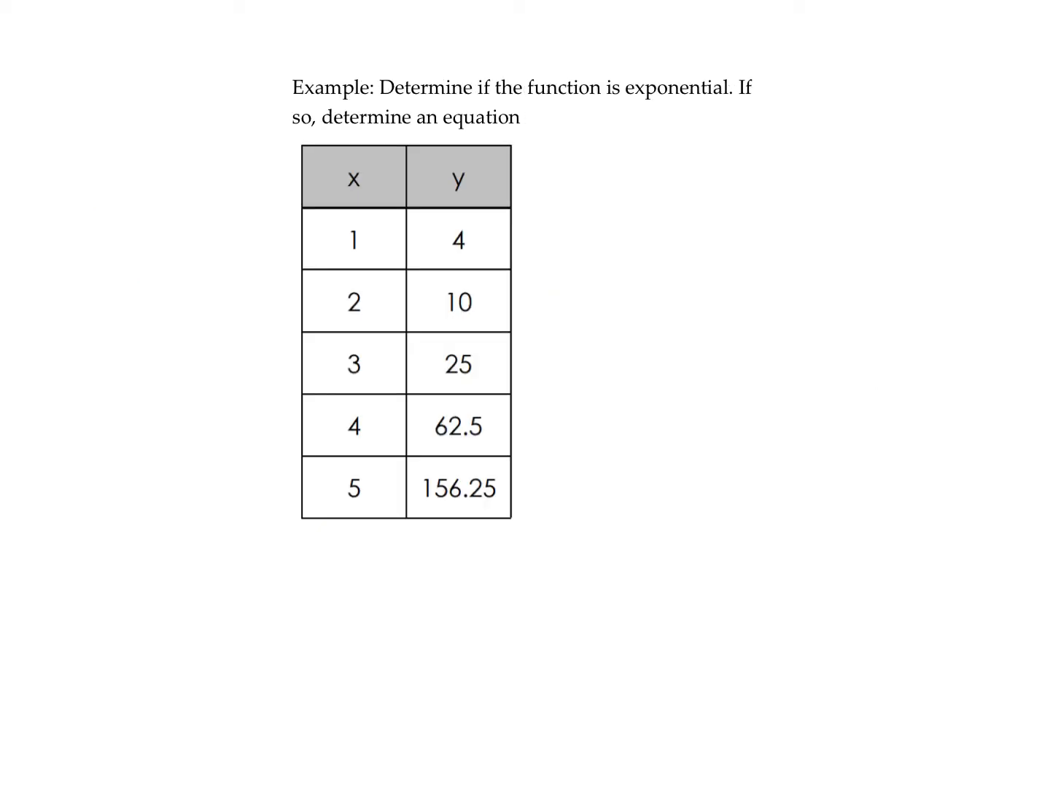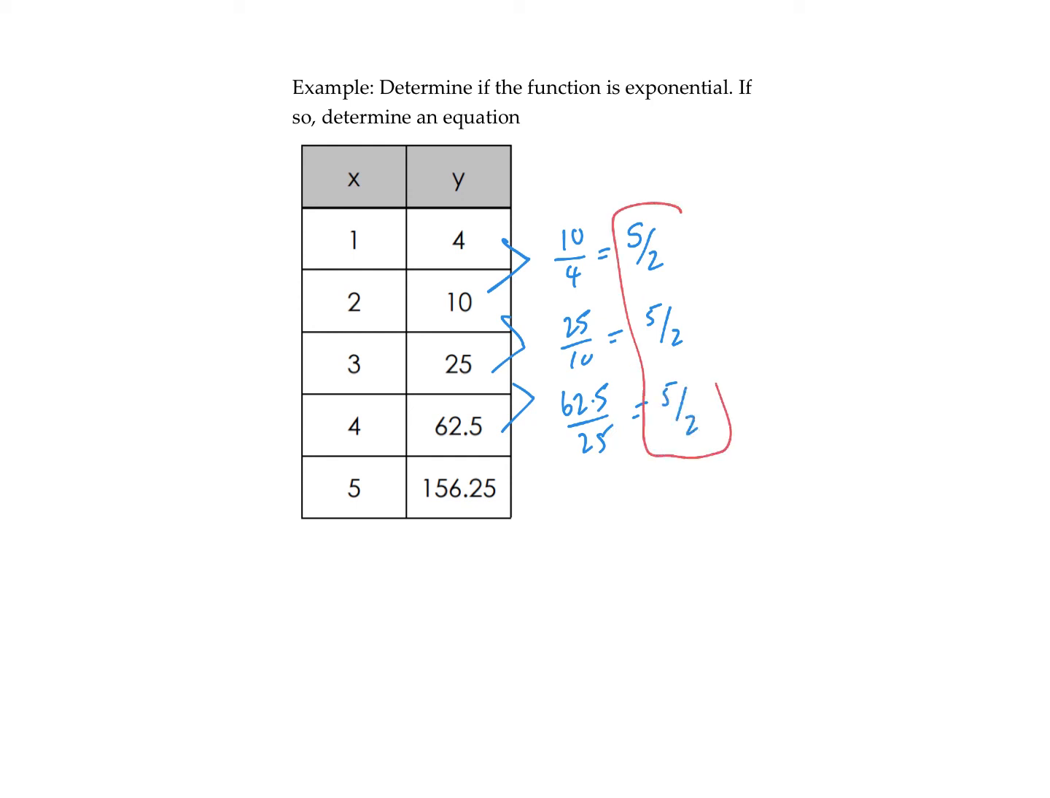So let's look at this one. Looking at it, I know that the first differences are not the same, so I know it's not linear. So let's see if there's a common ratio. So we'll do 10 divided by the term before it, which is 5/2. We'll do 25 divided by the term before it, which is 5/2. We'll do 62.5 divided by the term before it, which is 5/2. So I get that common ratio. If this is the same, then it is exponential.